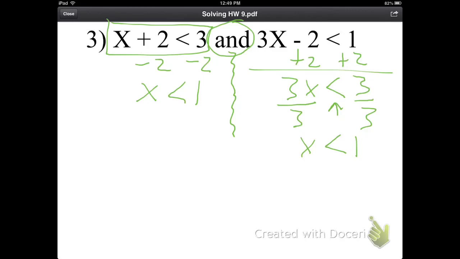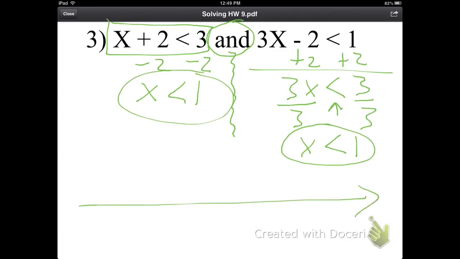So now, if you notice, both of these answers are exactly the same. That's okay. We just have to graph it and see what we get. So let's put 0 down, 1, 2, 3, negative 1, negative 2. Okay, so let's graph it.